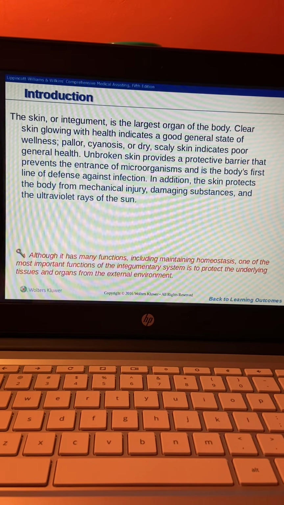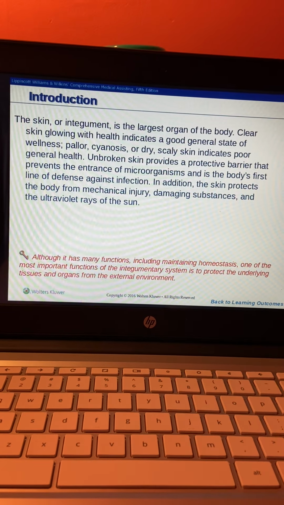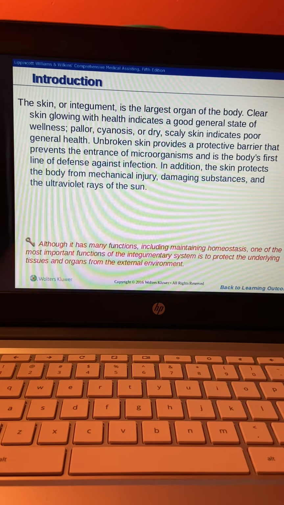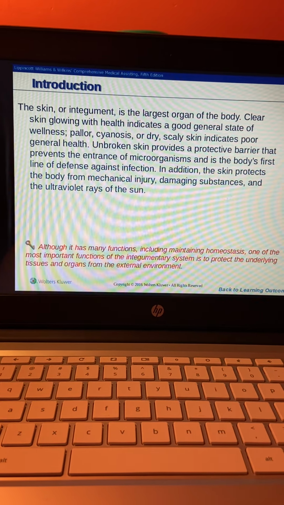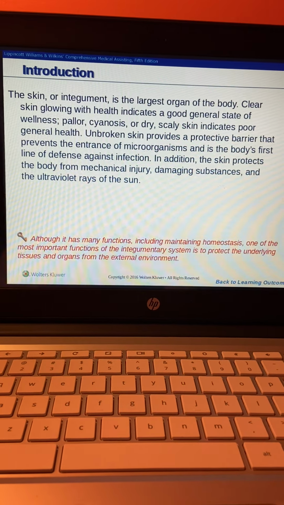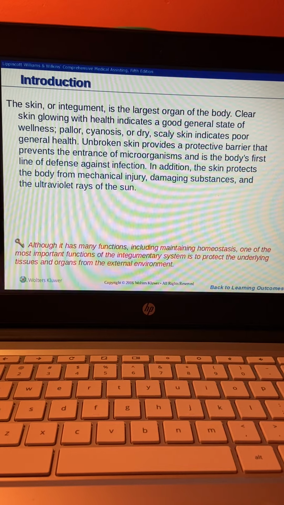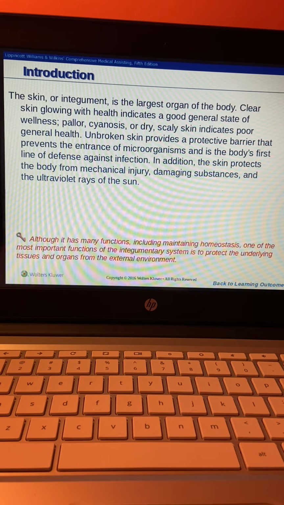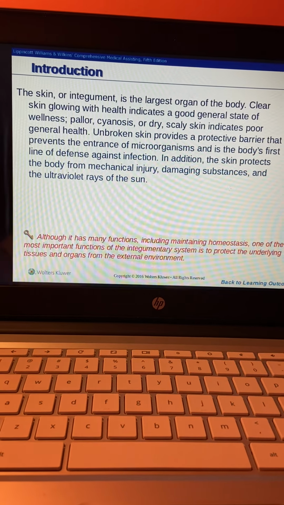Unbroken skin provides a protective barrier that prevents the entrance of microorganisms and is the body's first line of defense against infection. In addition, the skin protects the body from mechanical injury, damaging substances, and ultraviolet rays of the sun. Although it has many functions, including maintaining homeostasis, one of the most important functions of the integumentary system is to protect the underlying tissues and organs from the external environment.